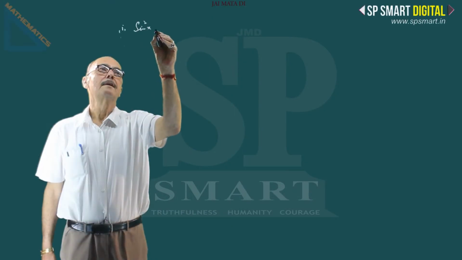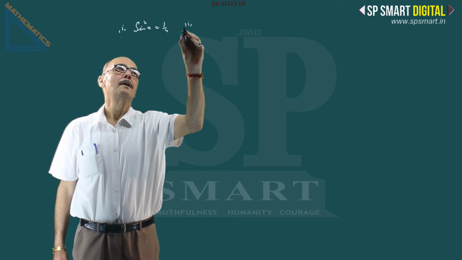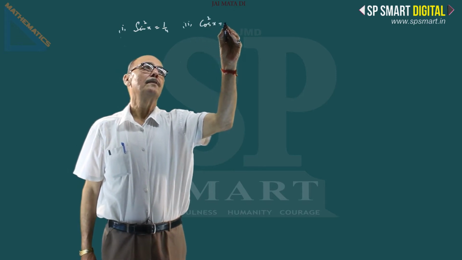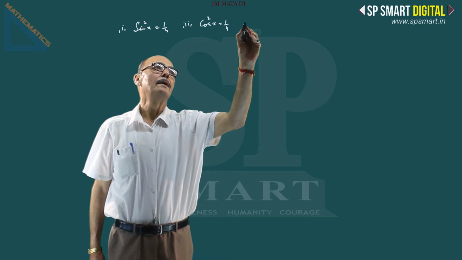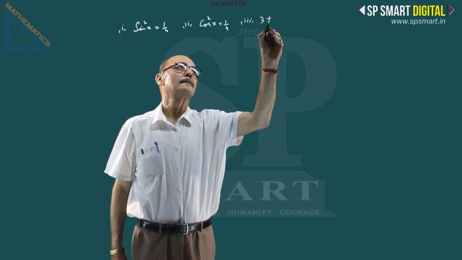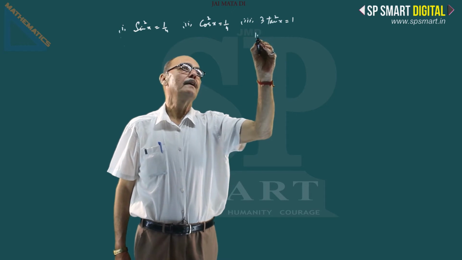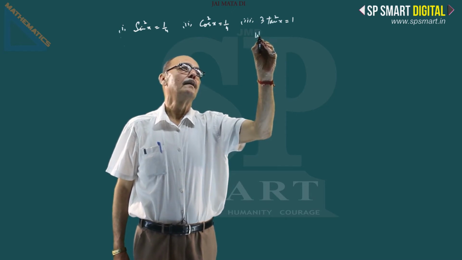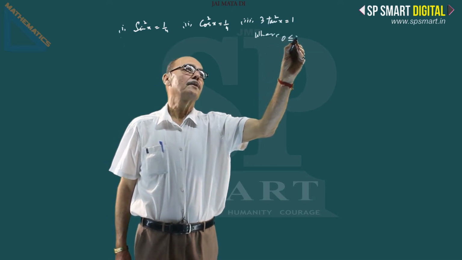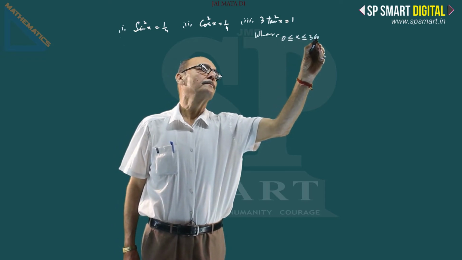sin square x equal to 1 by 4. Second, cos square x equal to 1 by 4. Third, 3 tan square x equal to 1, where 0 is less than or equal to x, less than or equal to 360 degree or 2 pi.